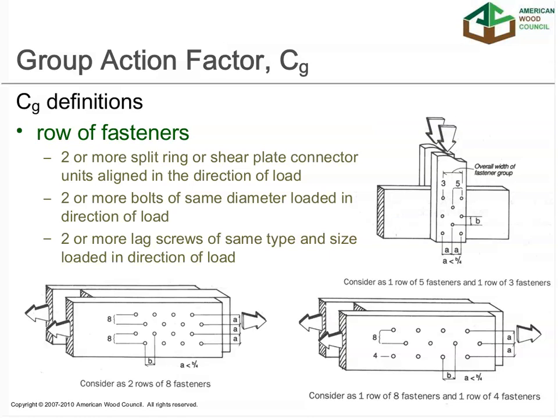Before we go there, you need to be aware of the various definitions that exist for what we consider a row of fasteners in the NDS. And this becomes particularly critical when we're talking about staggered rows of fasteners. And so these graphics in Chapter 10 help to define what is considered a row of fasteners as it relates specifically to the group action factor calculations.